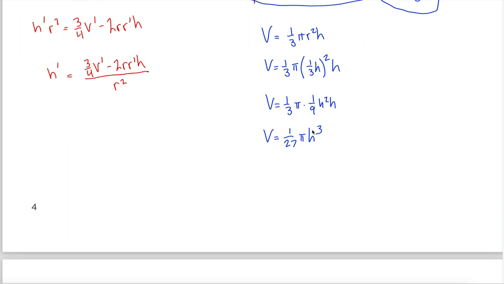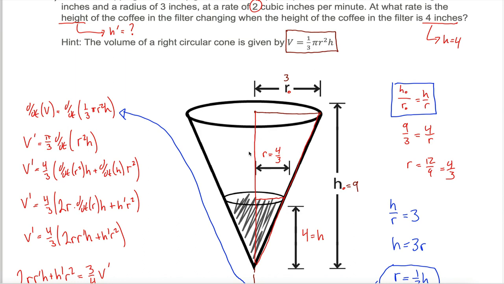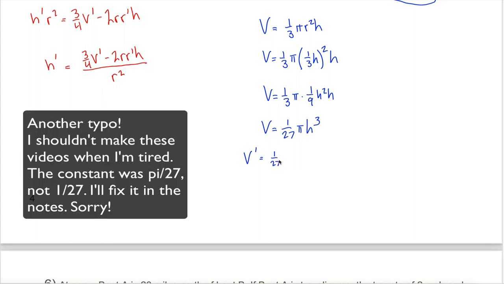So taking the derivative of both sides of this equation, as opposed to taking the derivative of both sides of this equation, will produce an output that we can use. For the derivative of the left side, maybe I don't even need to show my work there. It's just equal to v prime. For the derivative of the right side, the 1/27 pi is a constant, so I can pull that out in front of the derivative symbol. All that's left is to figure out the derivative of h cubed.